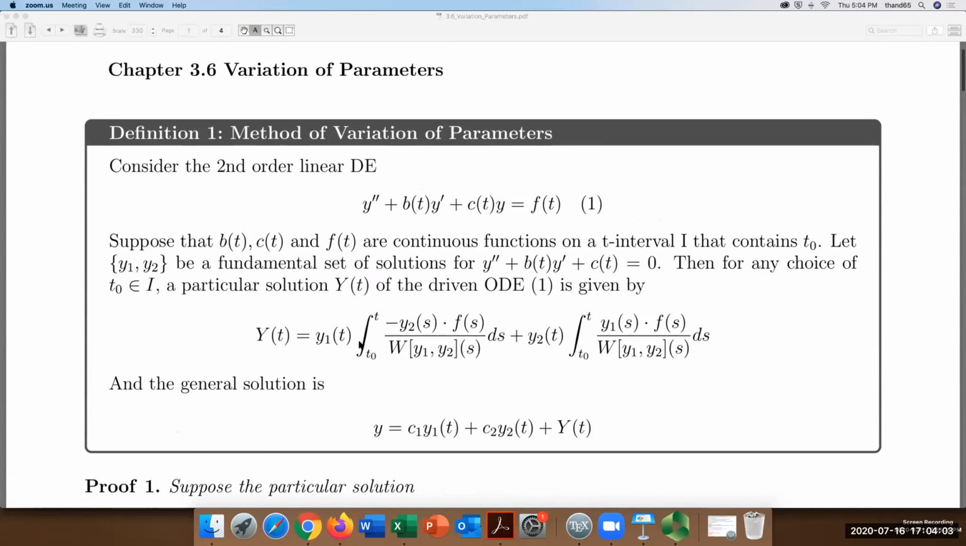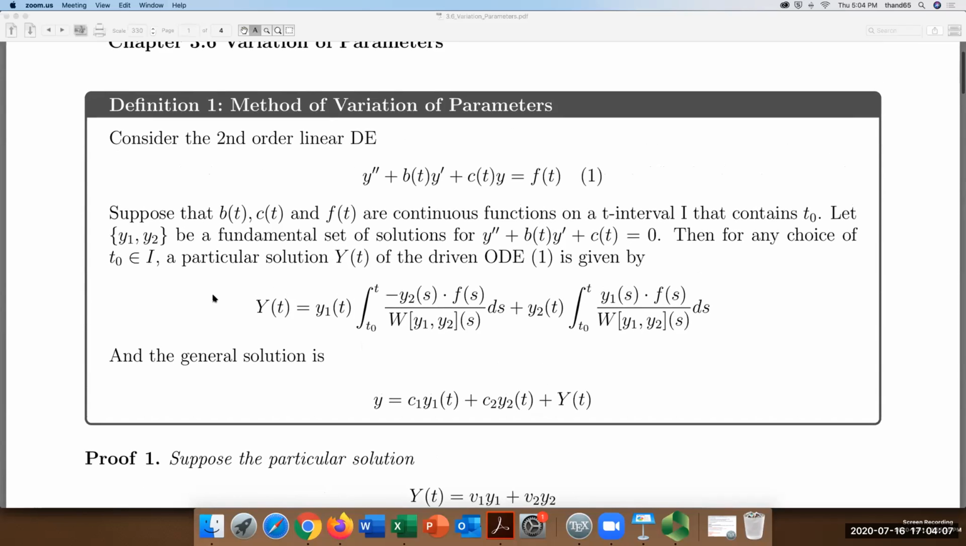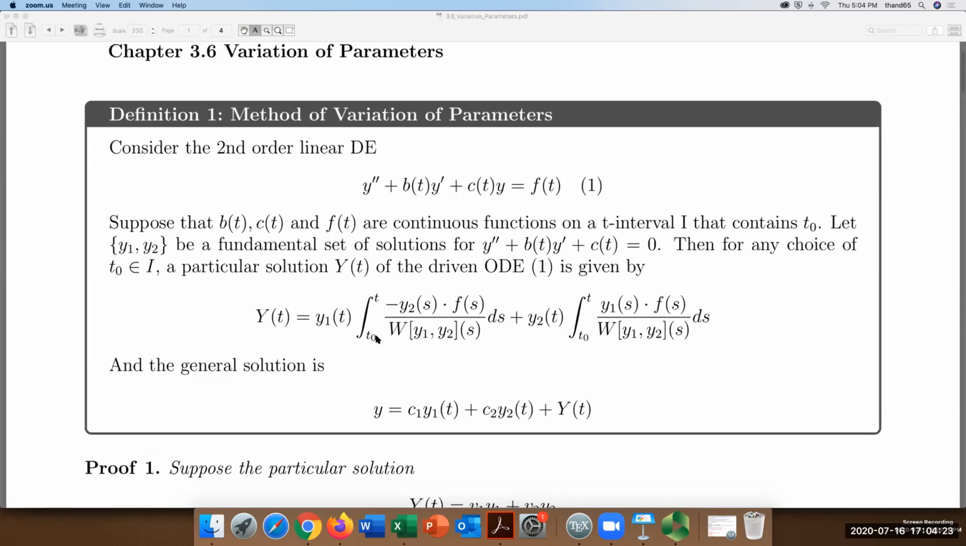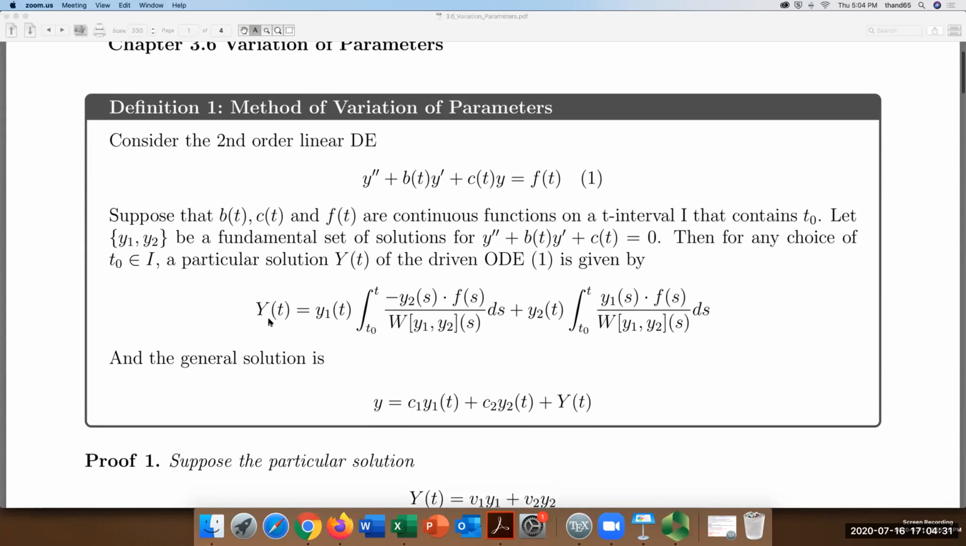All right, again, this is the method of variation of parameters, and this is the summary of how you can use this method. Find y1 and y2 to be the solutions of the homogeneous part. Find big Y of t, the particular solution, using this formula, and we just derived this formula. And you understand how we know that this is the correct formula for this particular method.